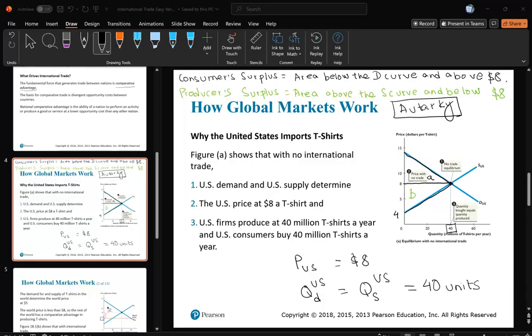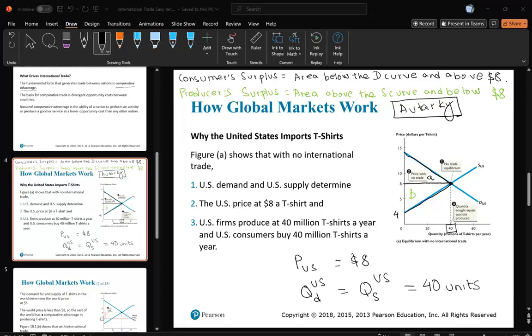Here I have the basic demand and supply graph. The equilibrium price at the intersection of the domestic demand and domestic supply is equal to $8, and the quantity demanded and quantity supplied are equal to 40 units. Next, we want to find out the consumer and the producer surplus.